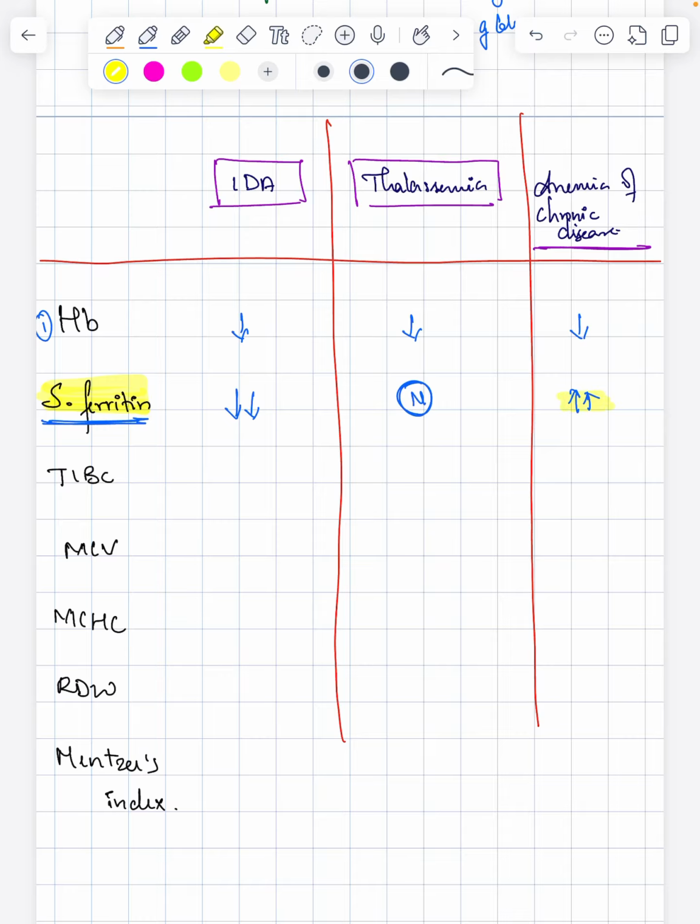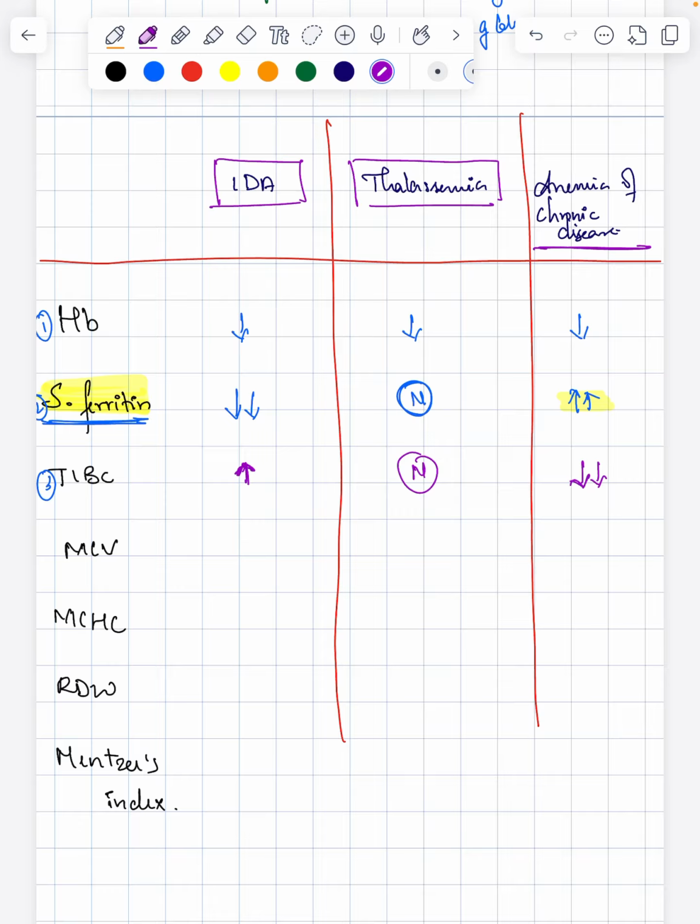Next component is TIBC, that is total iron binding capacity. Total iron binding capacity will be increased in iron deficiency anemia, whereas in thalassemia it will be normal. In anemia of chronic disease it will be reduced. This is also a particular differentiating feature between these three. So TIBC will be increased in iron deficiency anemia, normal in thalassemia, and decreased in anemia of chronic disease.